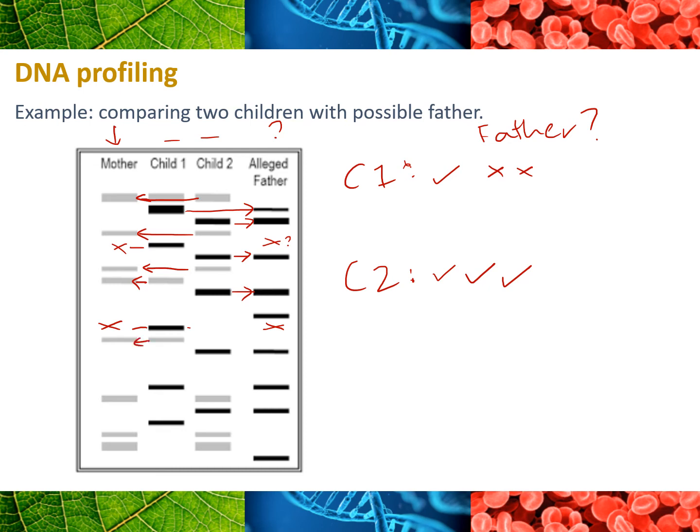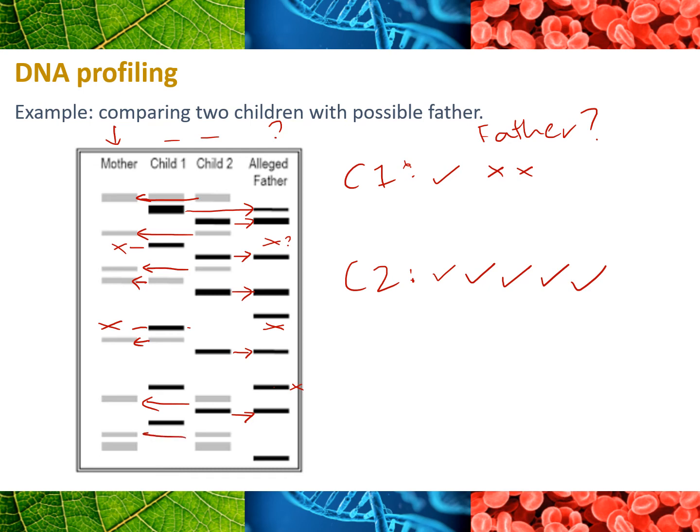Again, that came from mum. So at this point, we'd be saying child 1 is probably not that male's child. But we'll keep checking for child 2. Child 2, that's a match. So we got another tick. Child 1, this one did match, but that's not enough evidence. There's a few that don't match at all. Child 2, this allele came from mum. Child 2, that's a match with that male.